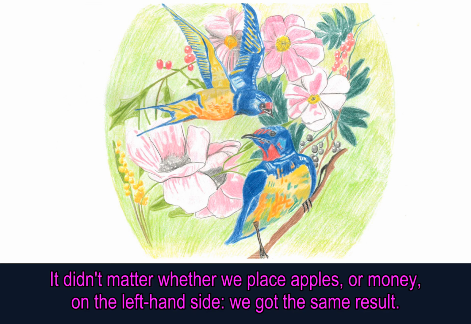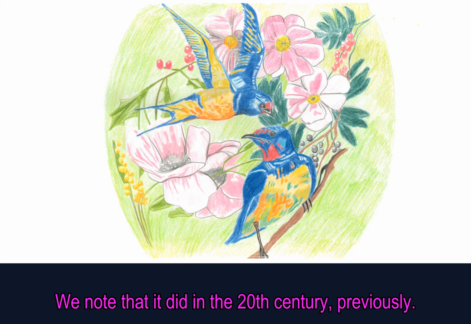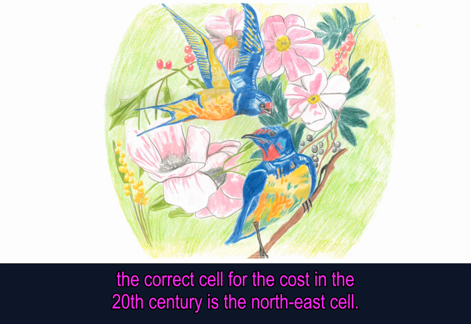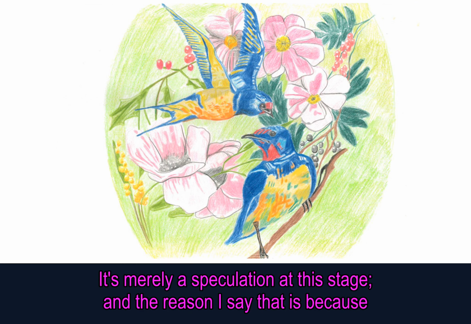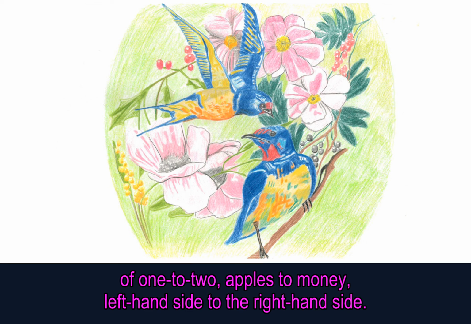It didn't matter whether we placed apples or money on the left-hand side, we got the same result. The semantic meaning of the word money didn't change in the 18th century. We note that it did in the 20th century previously. I posit that the correct cell for the cost in the 20th century is the northeast cell. It's merely a speculation at this stage, and the reason I say that is because we have a seemingly non-absurd transformed ratio of 1 to 2 apples to money, left-hand side to the right-hand side.